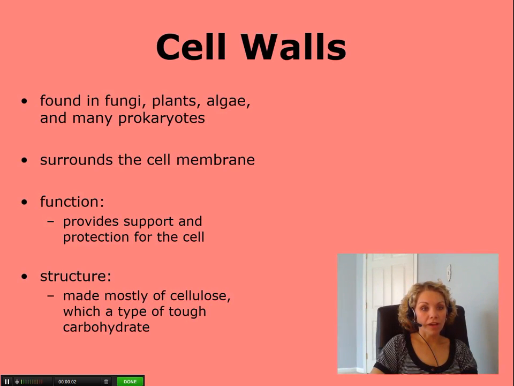Cell walls are found in fungi, plants, algae, and many prokaryotes, which are bacteria. They surround the cell membrane. Their function is to support and protect the cell, and they're usually made of some type of carbohydrate, such as cellulose.